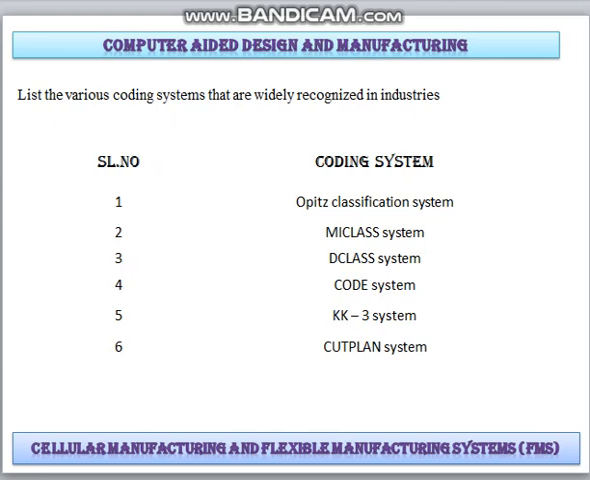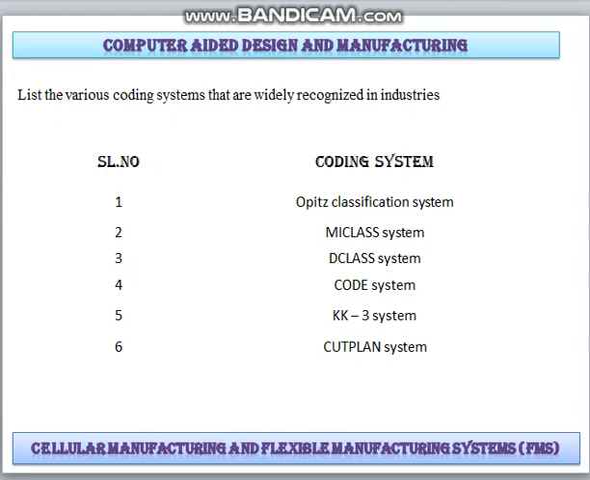Second, it consists of a 4-digit sequence, that is 6, 7, 8 and 9. This is called the supplementary code. This is used for coding manufacturing related attributes. Next, it follows 4 letters, that is A, B, C, D, which is known as the secondary code. This is the digit sequence that the OPT classification system follows.